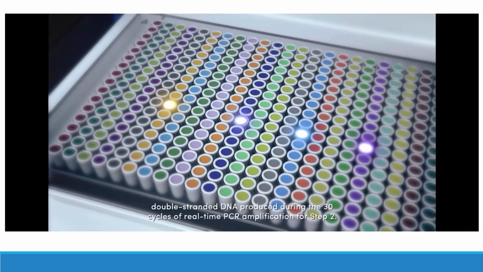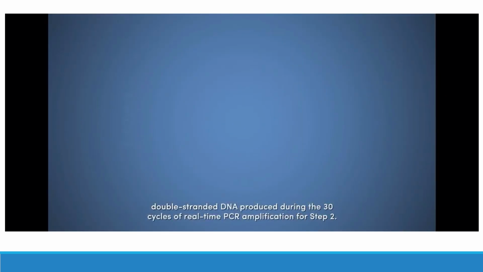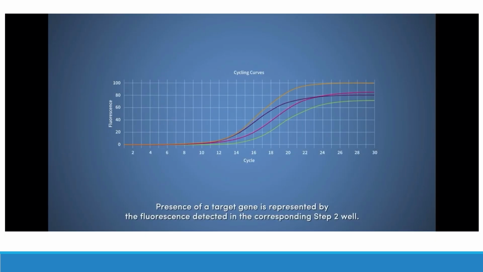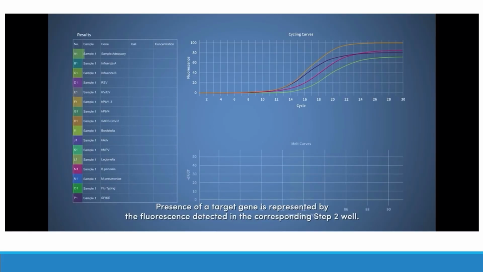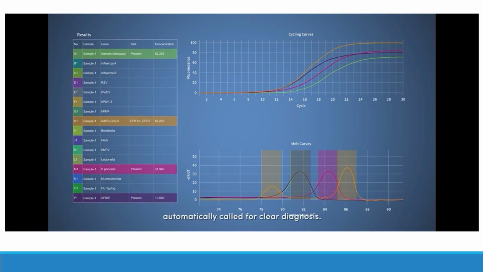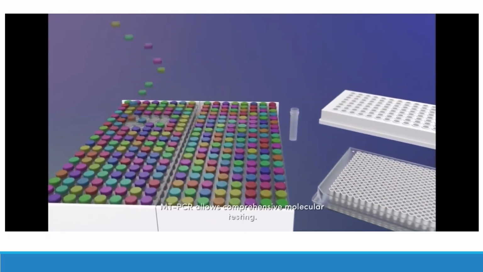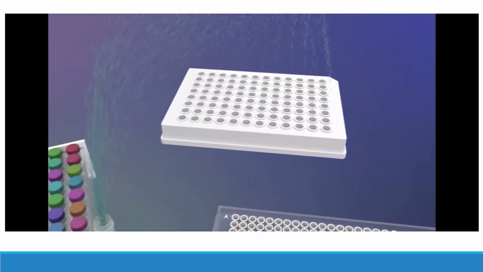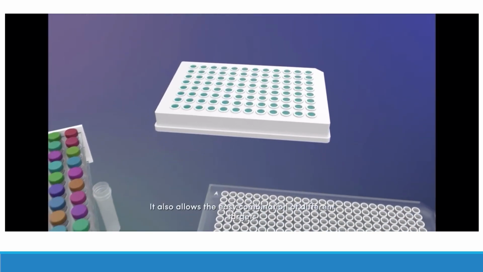Presence of a target gene is represented by the fluorescence detected in the corresponding Step 2 well. These results are also presented as melt curves, and gene targets detected in the sample are automatically called for clear diagnosis. MT-PCR allows comprehensive molecular testing. It also allows the easy combination of different targets to create custom panels for the future needs of in vitro diagnostics.